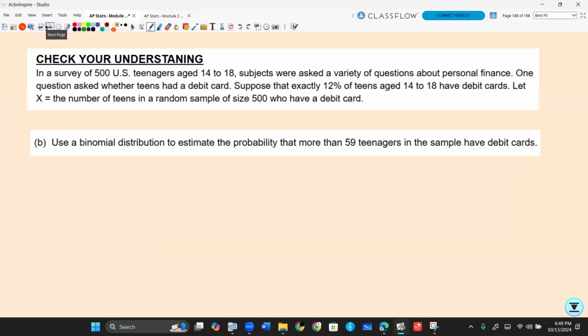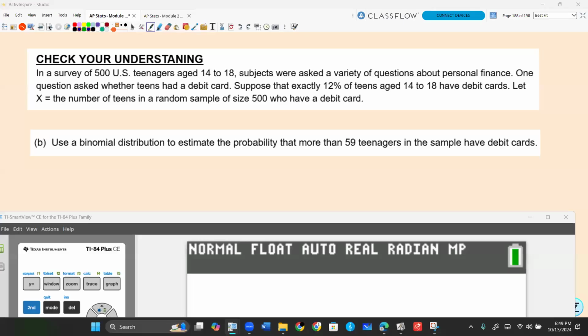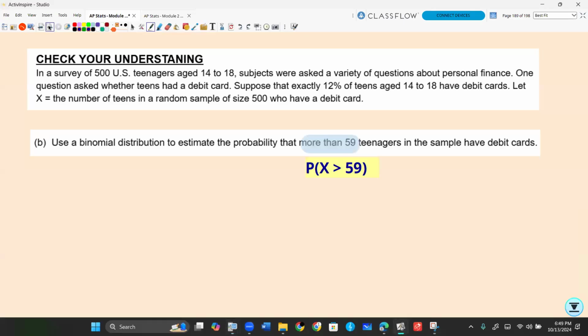So let's look at how to calculate that. Using a binomial distribution to estimate the probability that more than 59 teenagers in the sample have debit cards. So with more than 59, remember that is X is greater than 59, you are going to be using binomial CDF here since we're looking at a cumulative value. And remember, CDF doesn't go above a number. It has to go less than or equal to a number. So you have to think about what that less than or equal to complement would be.